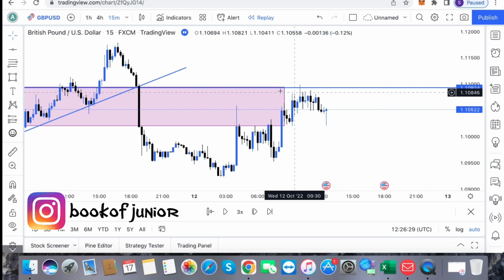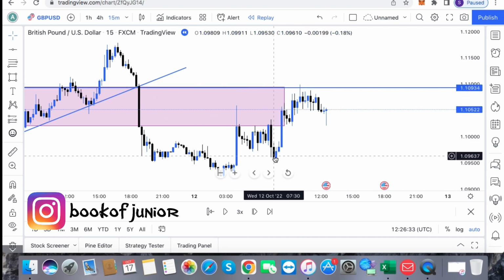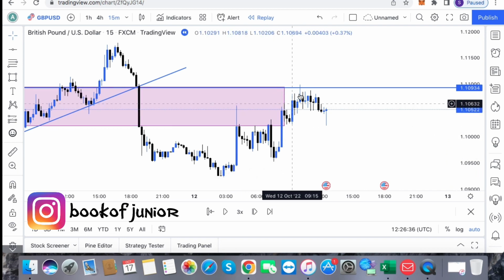Price comes back to the same zone. As you can see, price came back to the same zone. I took my trade here and then price just went up crazy, as you can see. And then price just keeps going up, it's respecting even this fair value gap.